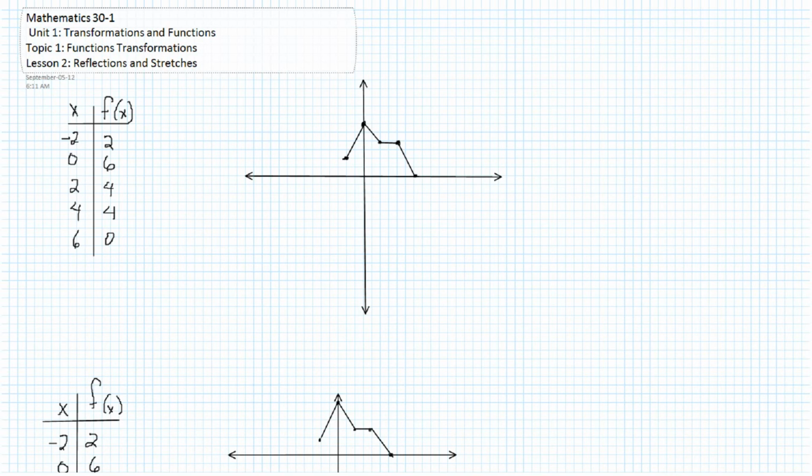Welcome back to Math 30-1. We're looking at stretches. We've completed the vertical stretches, so now we're going to look at horizontal stretches. If you consider horizontal, we can recognize that what we're altering here is the x component, not the y component. So we have to look at what x component we would need to produce the same y component.